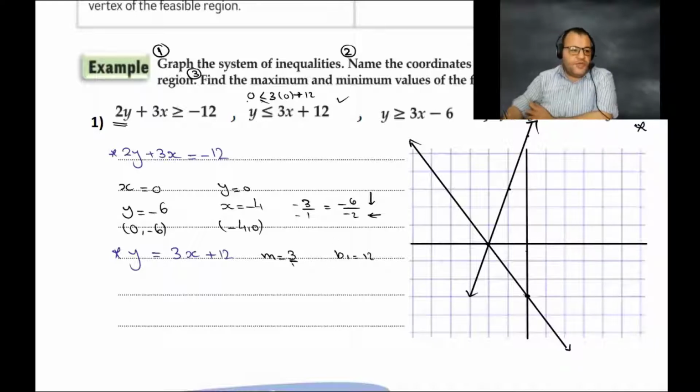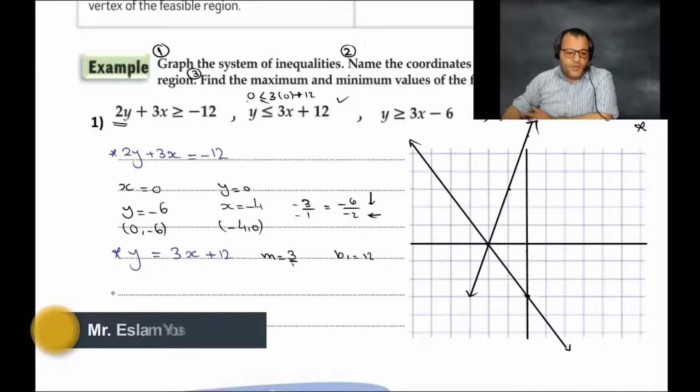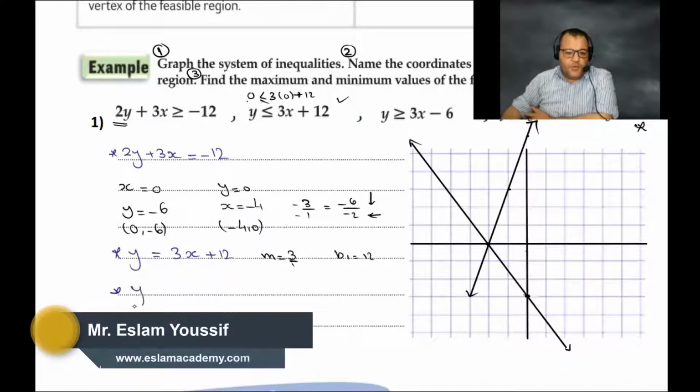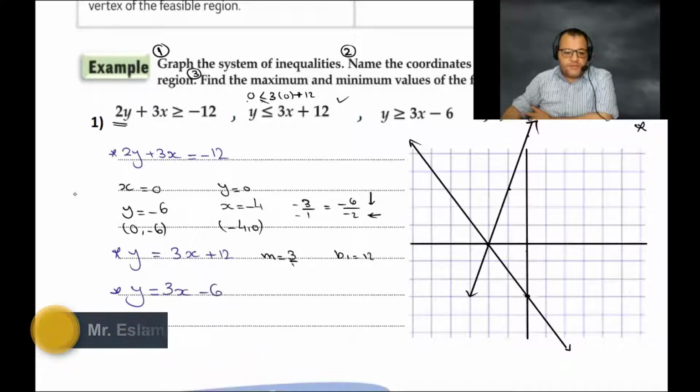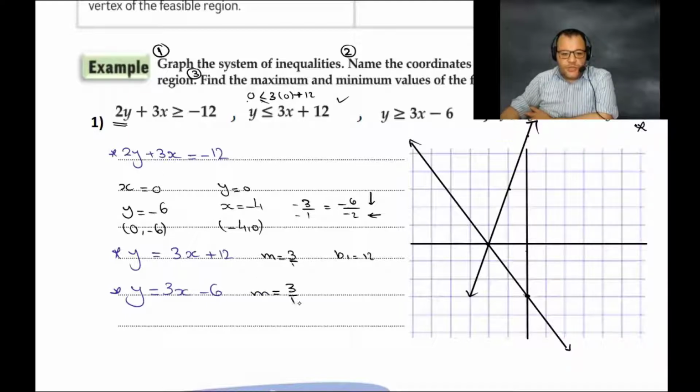For inequality number 3, now we have y equals 3x minus 6. So m equals 3 over 1 and the y-intercept is -6. So we start from -6. From the slope, you find that we have two equal slopes. It means we have two parallel lines. The two lines will never intersect.